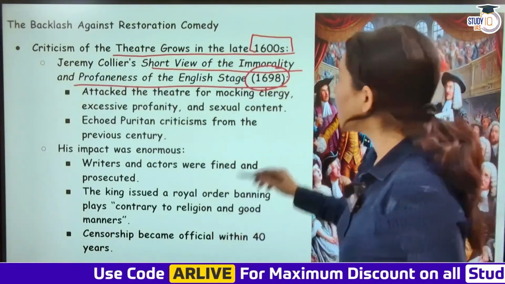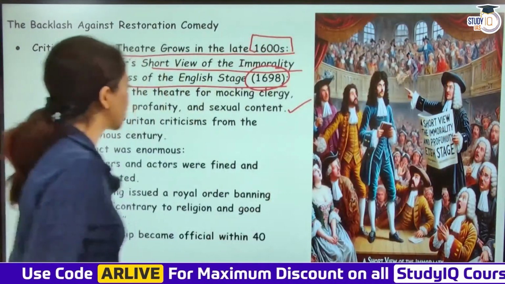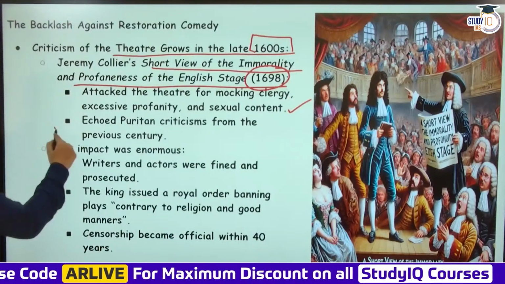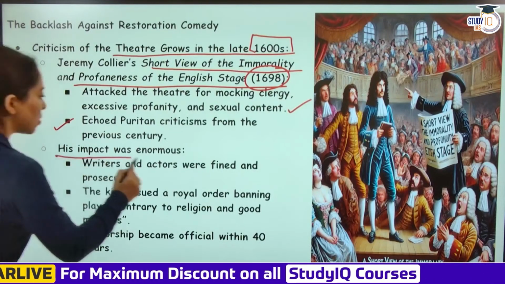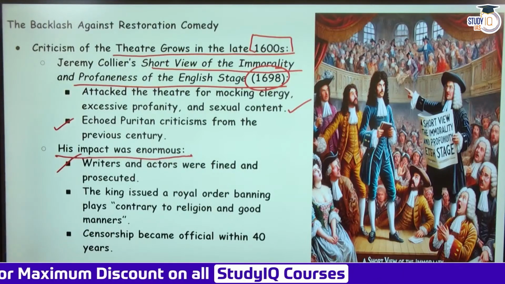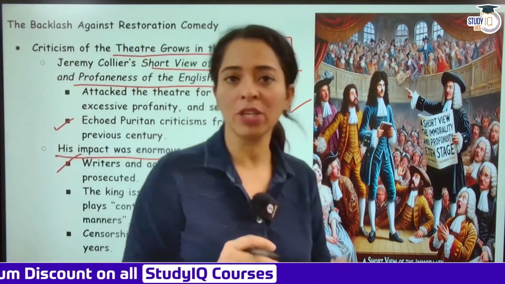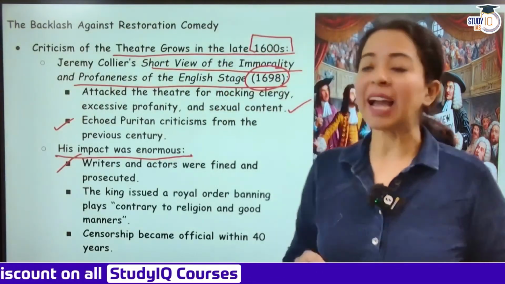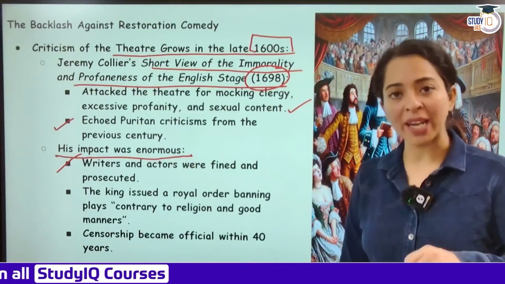This attacked the theatre for mocking clergy, excessive profanity and sexual content, echoing Puritan criticism from the previous century. His impact was enormous. Writers and actors were fined and prosecuted. The king issued a royal order. इतना powerful इसका pamphlet हो गया था, writing हो गया था, that writers and actors were fined, they were prosecuted.